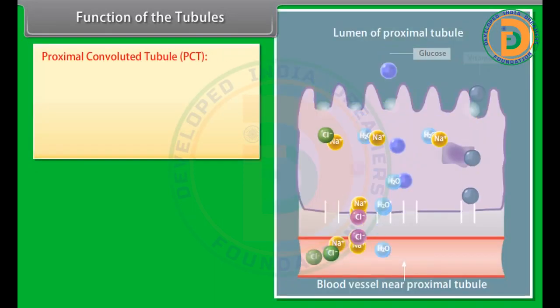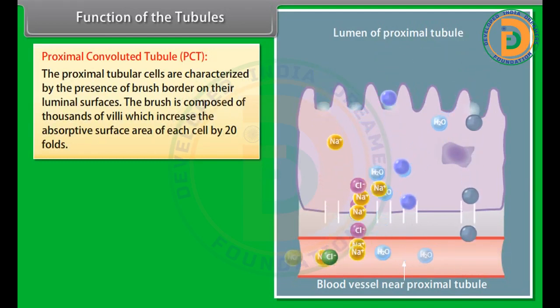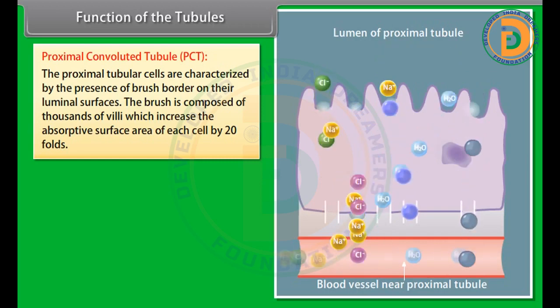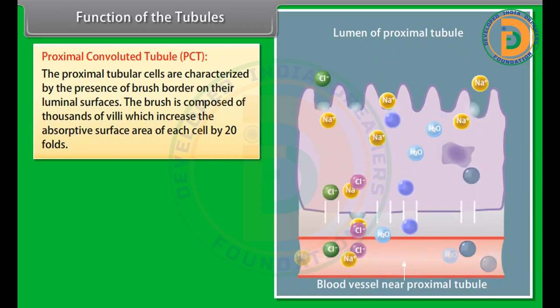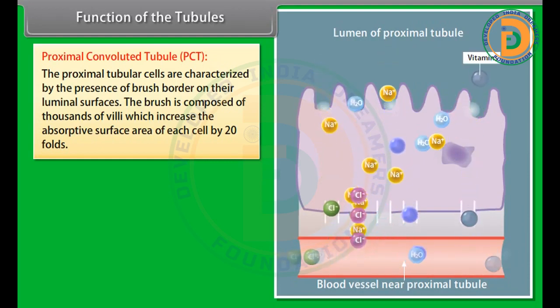Function of the tubules. Proximal convoluted tubule PCT. The proximal tubular cells are characterized by the presence of brush border on their luminal surfaces. The brush border is composed of thousands of villi, which increases the absorptive surface area of each cell by 20 folds.